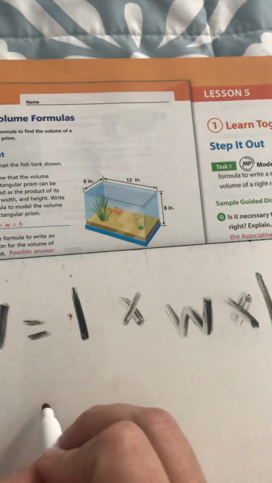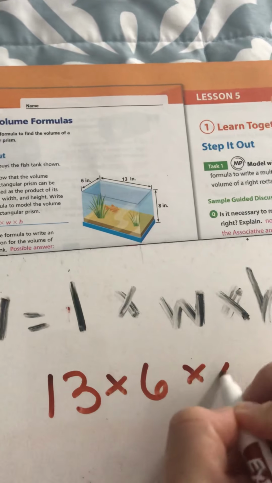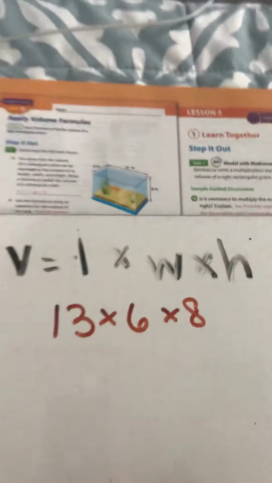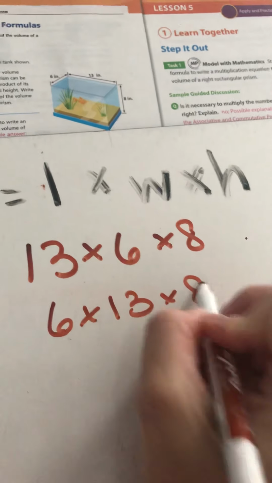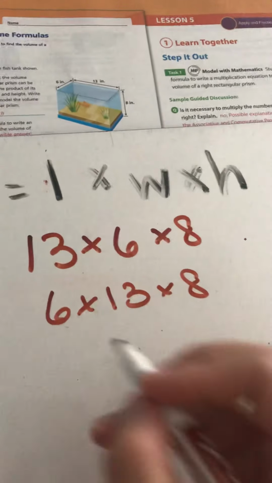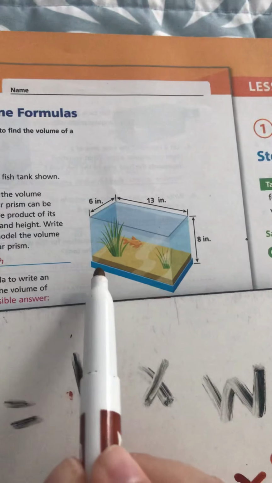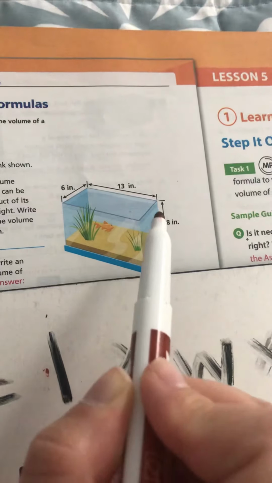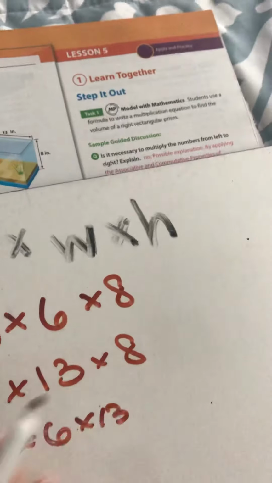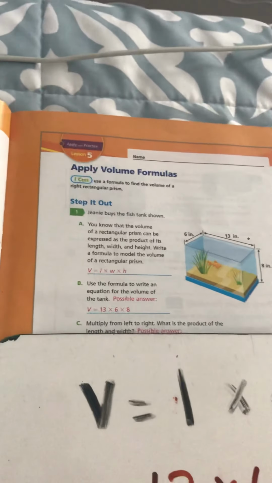Got it? So length is 13 times 6 times 8. So that would be your B. Again, if you mixed it up and you wrote 6 times 13 times 8, you're still going to get the same answer, even if you did 8 times 6 times 13. But just following our measurements that we talk about, this is the length, this is the width, and this is our height. So I'm going to stick to my first equation, just like the book did.